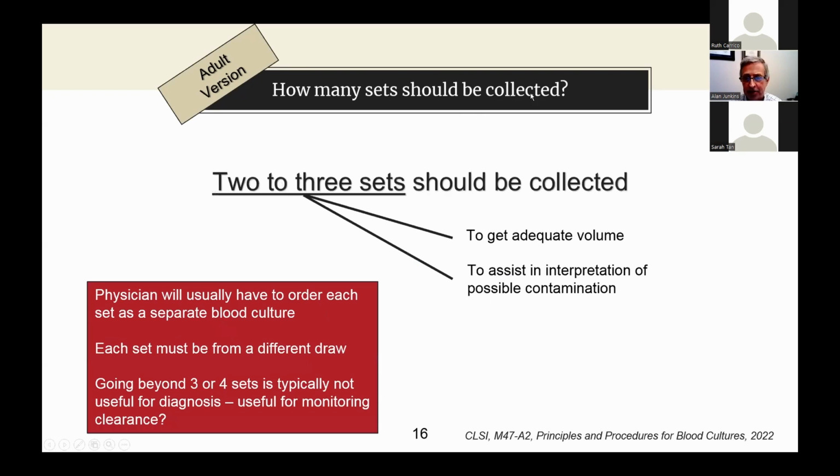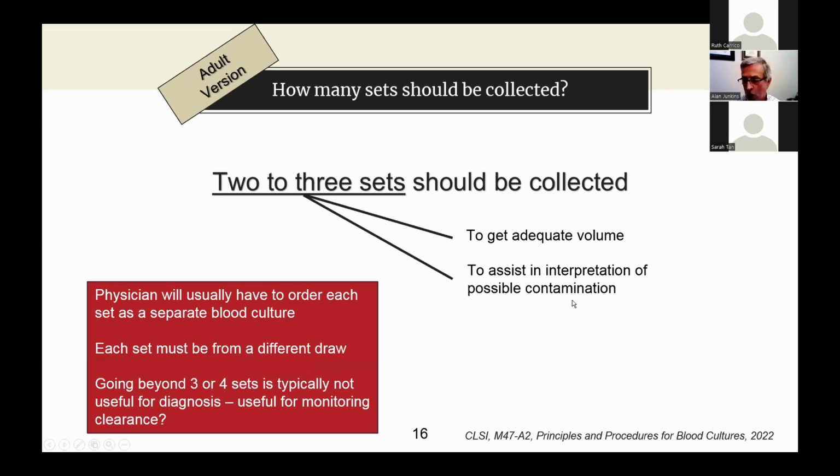So how many sets should be collected? Recommendation, 2 to 3 different sets. In order to diagnose sepsis, you want 2 to 3 separate sets. One set's not going to cut it. And the reason is you've got to get adequate volume. Golden rule, you've got to get adequate volume. You are not going to get adequate volume from one set. And second thing, that really, really helps us in interpretation of contamination.